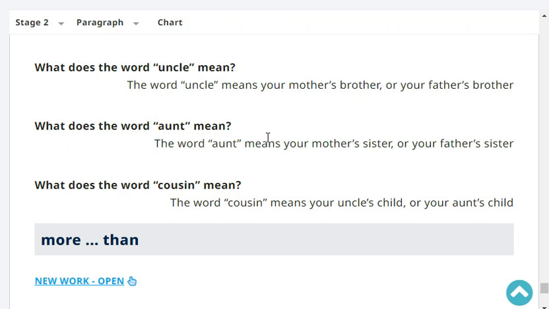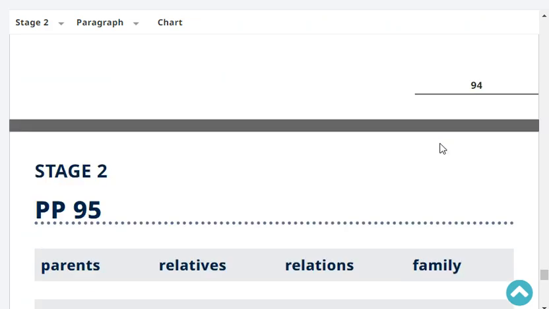What does the word cousin mean? The word cousin means your uncle's child or your aunt's child. Very good. And that's the end of our revision. Let me double check. That's correct. So let's start new words.